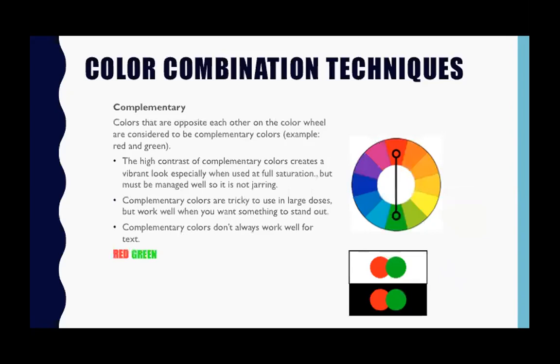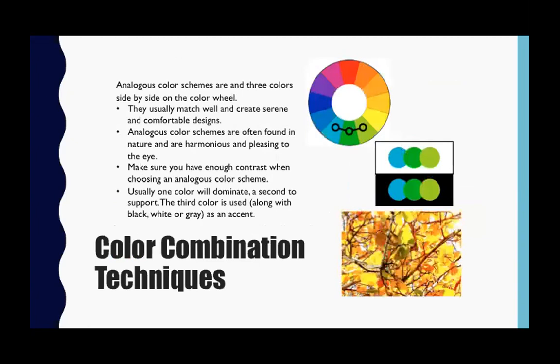Complementary colors don't always work well for text. You can see that right there. I think it's the vibration level that the hue gives, especially if placed on a color that is complementary of it, on a block of color. You get that whole vibration in your eye, and it just makes it really hard to read.